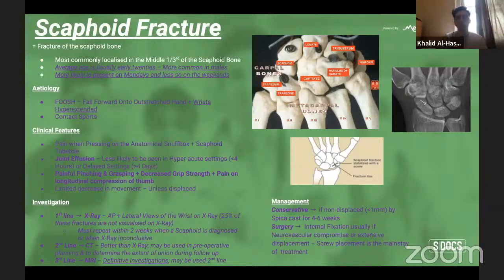It's more likely to present on Mondays and less so on the weekends. It's believed the reason for this is that patients who are out consuming alcohol or are a little bit more intoxicated have a little bit of an injury over the weekend, and are more likely to come in on a Monday.